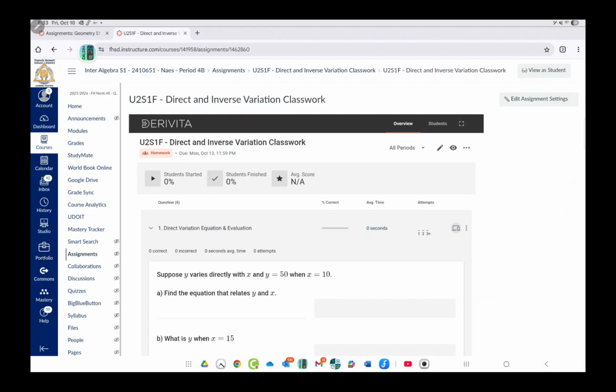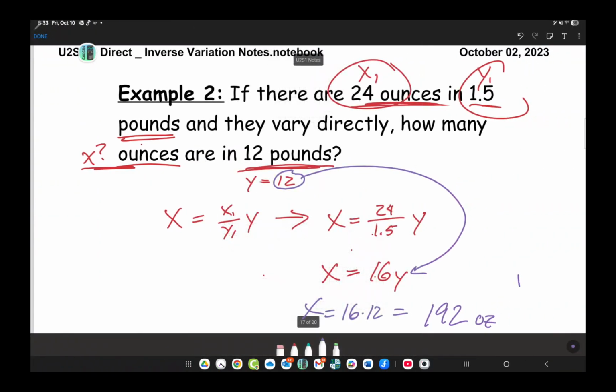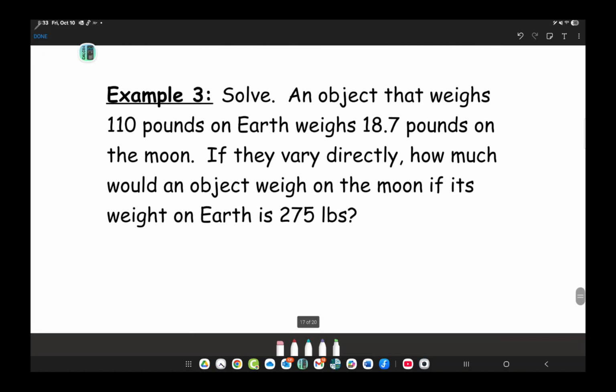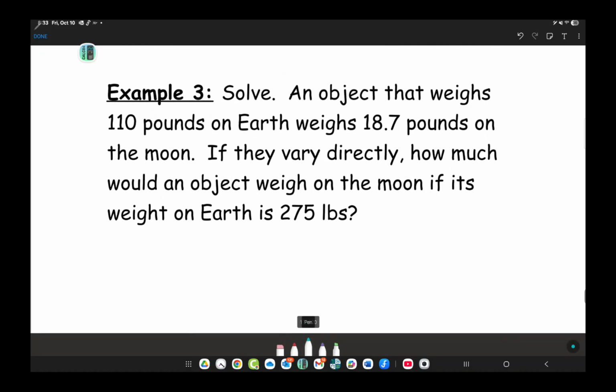All right, let's go back to the notes. We have one more example of direct, and then we'll talk about inverse variation. So, again, it doesn't matter which one you label. Okay, you have to be careful though, because here we have Earth and Moon, and they're different. So if we label this first one as X, so X is Earth pounds. And Y, again, this is your X1 and your Y1. Y1 is moon pounds.